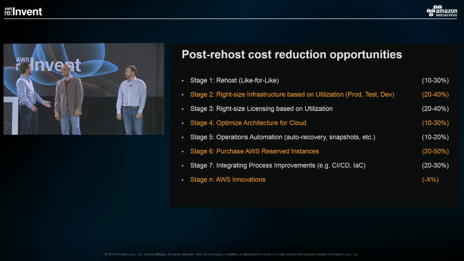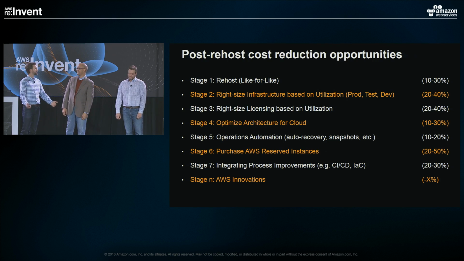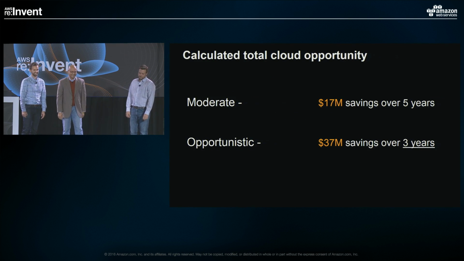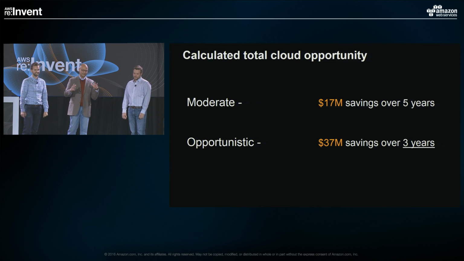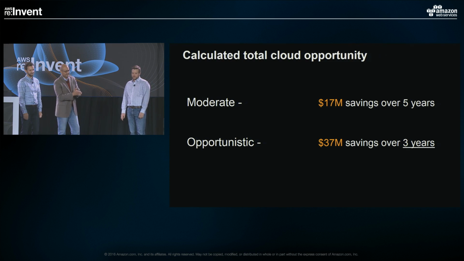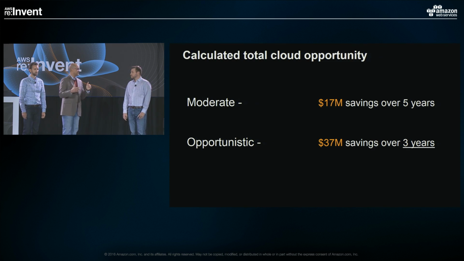So do I finally get to show what your executives got excited about? Sure, right away. Yeah. So as we went through our portfolio, you can see we have a moderate and an opportunistic view of what the potential savings would be. One over 5 years, the other would be over a 3-year period.